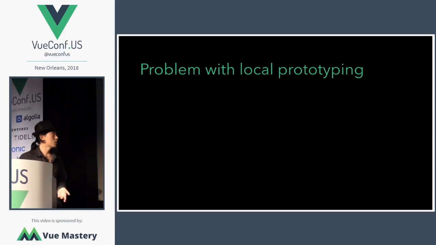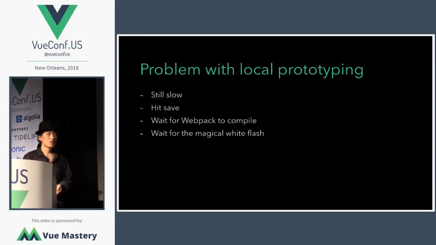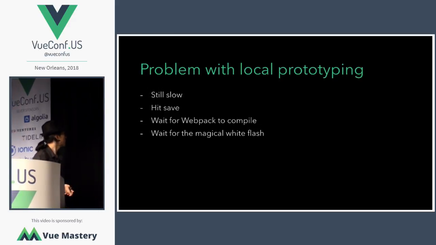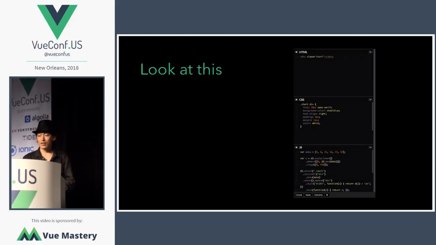There are also problems with local prototyping. For example, it's still slow. I don't know how many of you run Create React App or Vue CLI 3.0, but basically when you run it and change something, you need to hit save and wait for Webpack to compile it. If there are errors, the errors show up in the browser. If there are no errors, it goes to the screen, but at that time it's already like 1 second later. I work on editors, and we are talking about 8 milliseconds to 16 milliseconds as the acceptable time range for refreshing. So I don't really like waiting 1 second for my change to show up. So it's not that good an experience either.